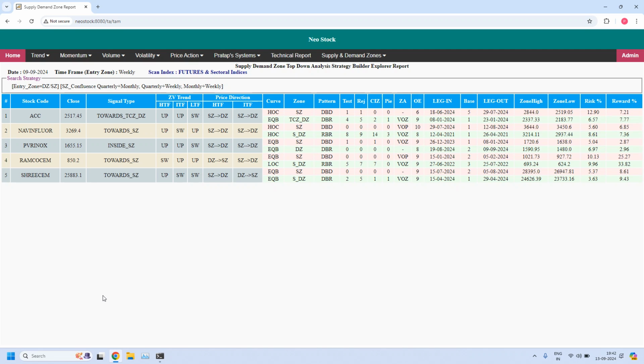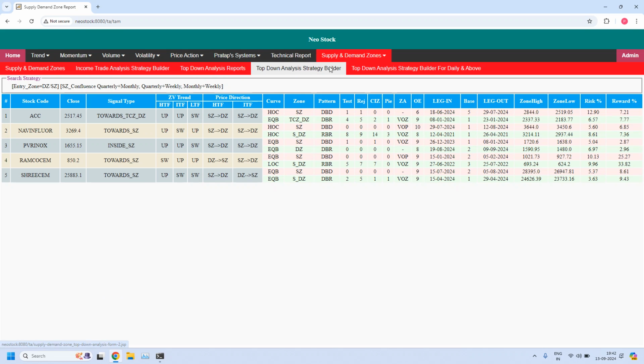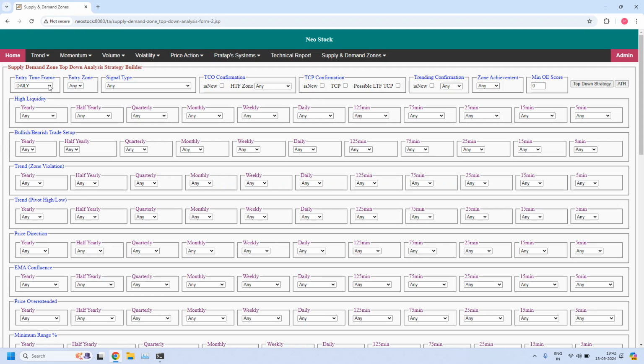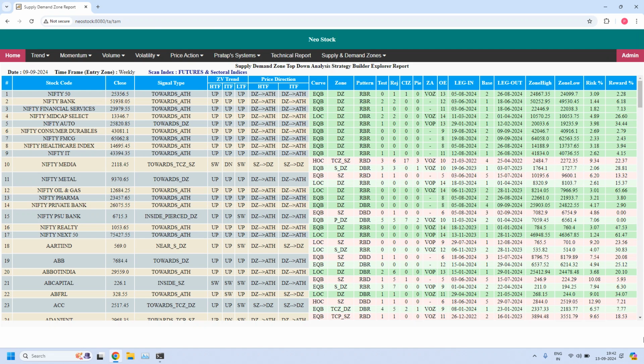Okay, in the final report, I am going to generate a complete list of supply demand zones for your reference. Any of your favorite stocks, you can verify. What is the demand zone? What is the supply zone? So I am selecting entry time frame weekly. I am not adding any filters. I am generating the complete list for all the 199 stocks. I keep on scrolling the list down, and whichever stock you want to refer to, please pause the video there. I am scrolling the list down.